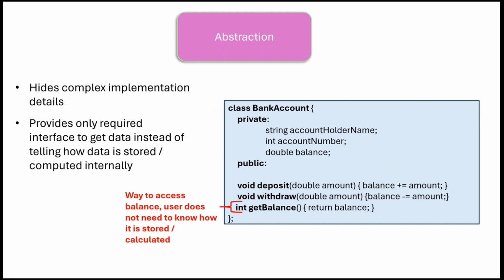For example, a method called get balance. When you go to the ATM, right, when you click on check balance, you are just interacting with this get balance method, right? You don't need to know how the balance is stored, whether it is stored as a double or not, in which database it is stored.